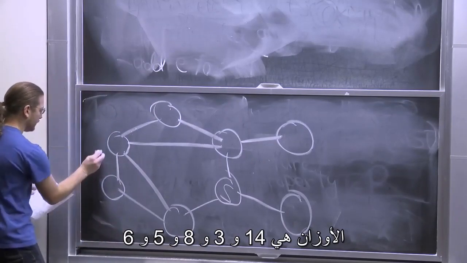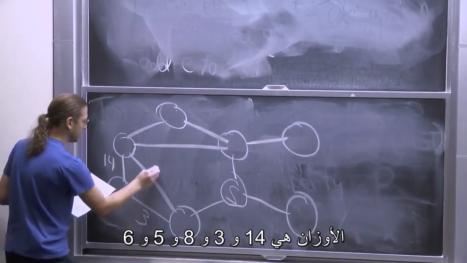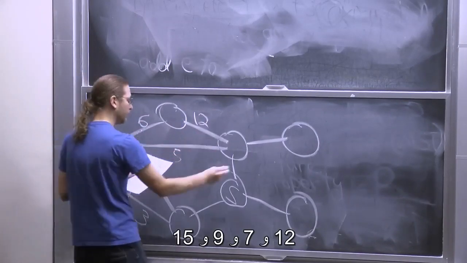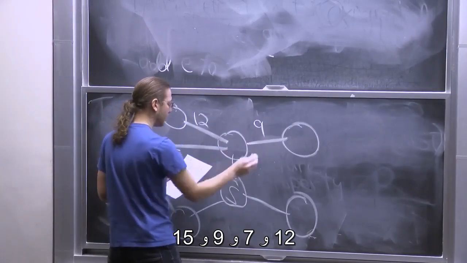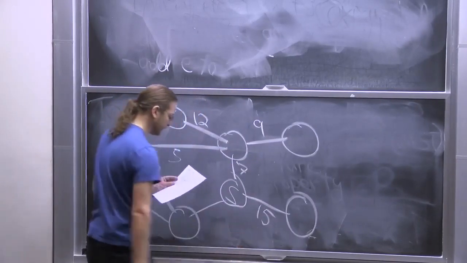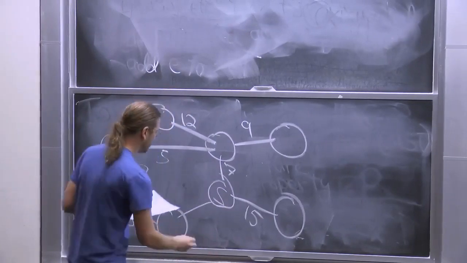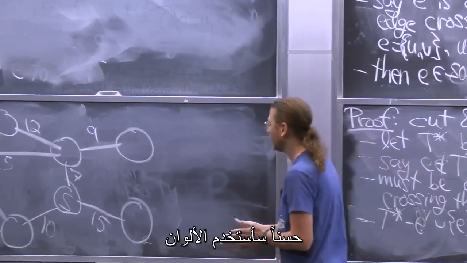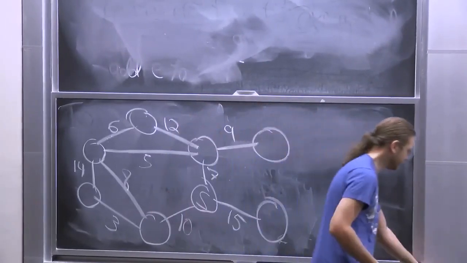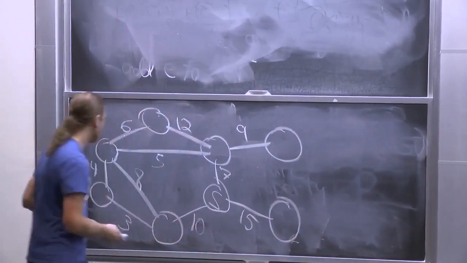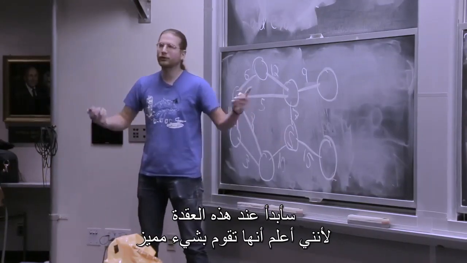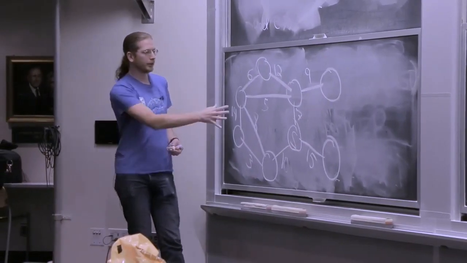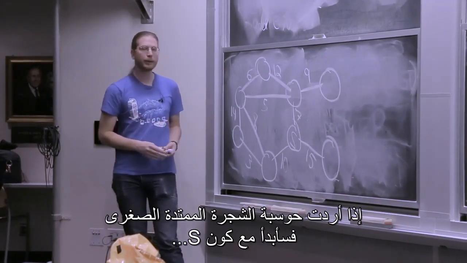Okay, weights. 14, 3, 8, 5, 6, 12, 7, 9, 15, 10. Okay, colors. So I want to start at this vertex just because I know it does an interesting thing, or it's a nice example. Here's my weighted undirected graph. I want to compute the minimum spanning tree.